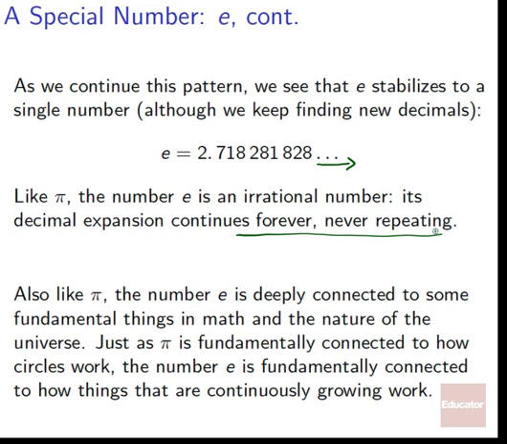Now also, just like pi, the number e is deeply connected to some fundamental things in math and the nature of the universe. So pi is fundamentally connected to how circles work, and circles show up a lot in nature and the universe. So pi is connected to circles, and e is connected to things that are continuously growing, things that don't take a break between growth spurts, but are just always growing. So e gives us things that are doing this continual growth.